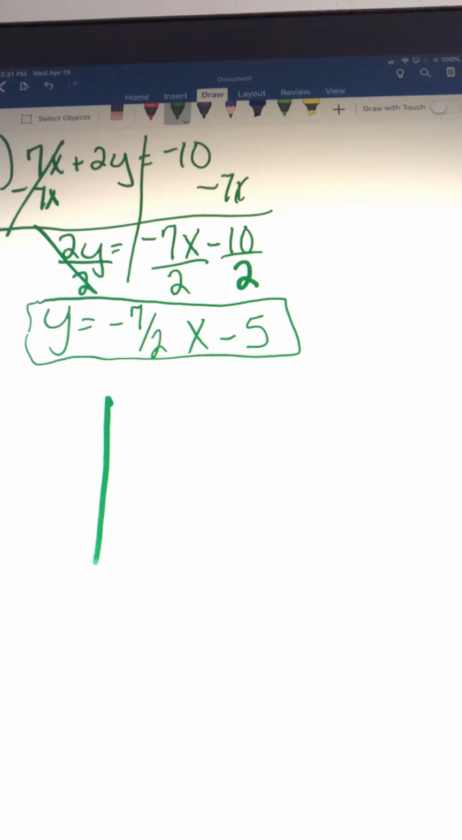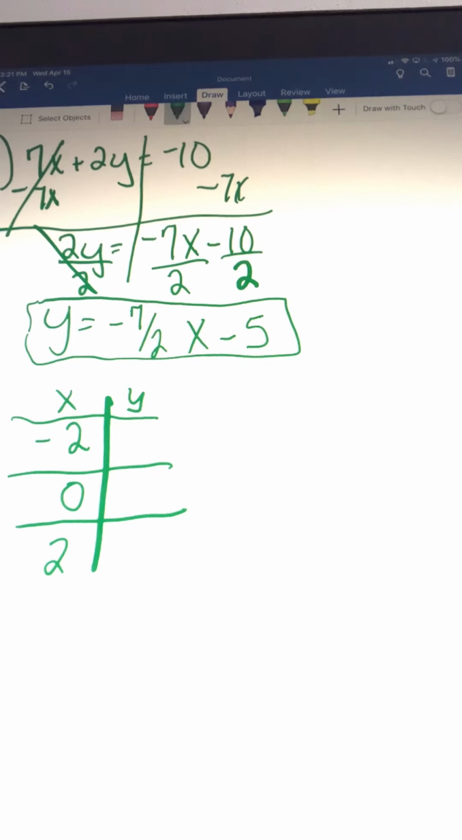Now I'll give you a table. With fractions, your numbers may be a little different. I will make sure that your y values turn out to be a perfect whole number. They will not be fractions. So for this one, we're going to do negative 2, 0, and 2.